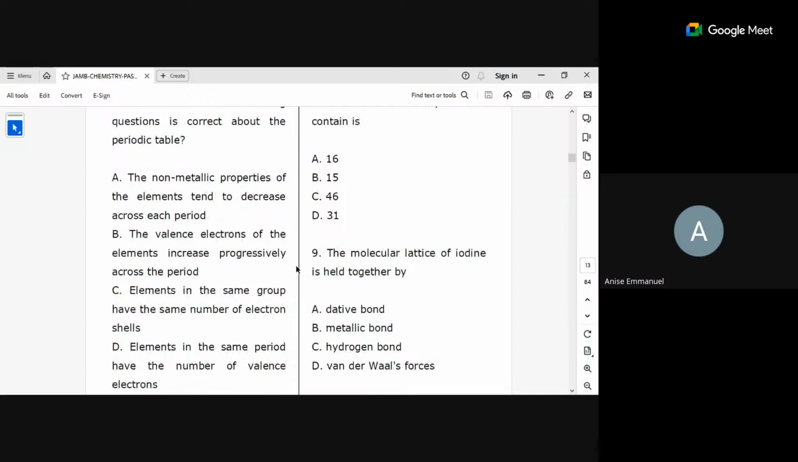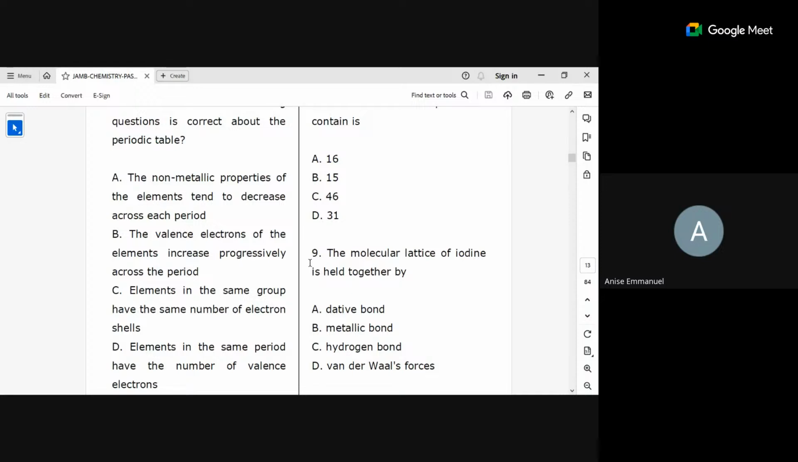This is the valence electron. The valence electrons of the elements increase progressively across the period. Don't forget that valence electrons help us to know the group an element belongs to. Now, again, let's quickly bring in the idea. What is valency? Valency is the ability of an element to combine with another. That is valency, the combining power of an element. But valence electron is the outermost electron an element possesses. The electron you can find in the outermost shell is the valence electron.